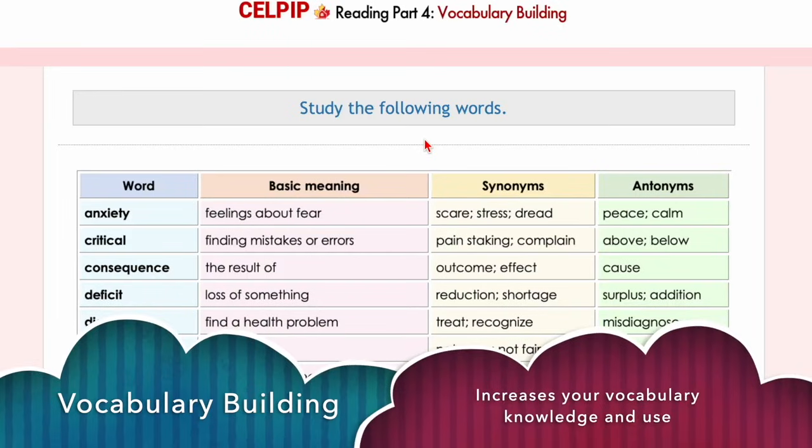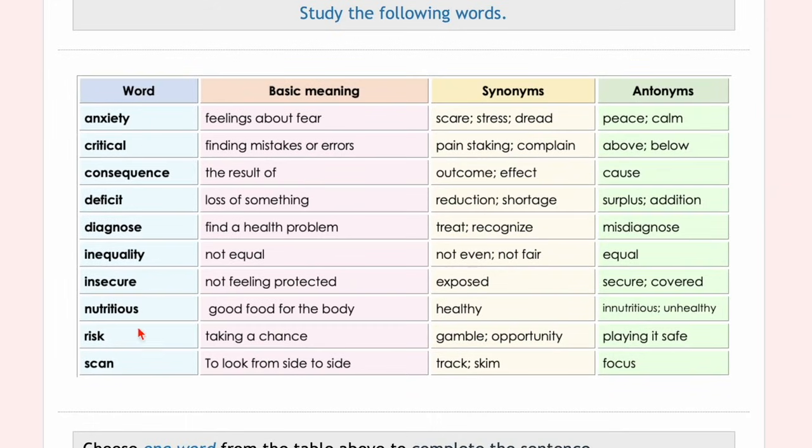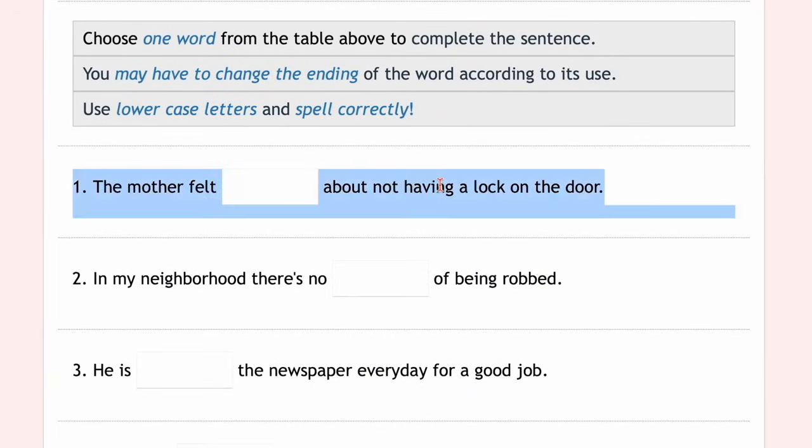Now, vocabulary building is a great way for you to improve your vocabulary. And this vocabulary comes from the reading that we will analyze. So we have some words or some good words for you to keep in mind. Inequality, diagnose, nutritious. Words that if you don't know, well, or if you need to review them, here they are. The word, the basic meaning, synonyms and antonyms. Very good for building.